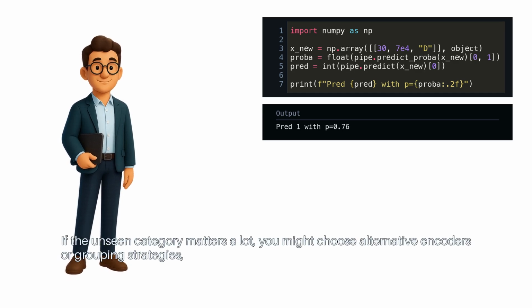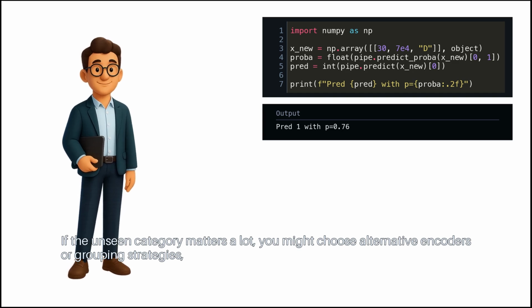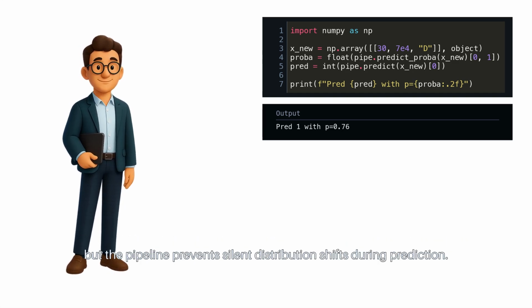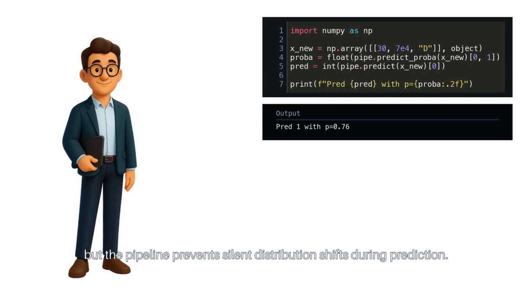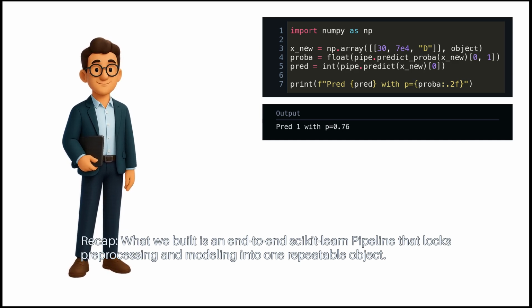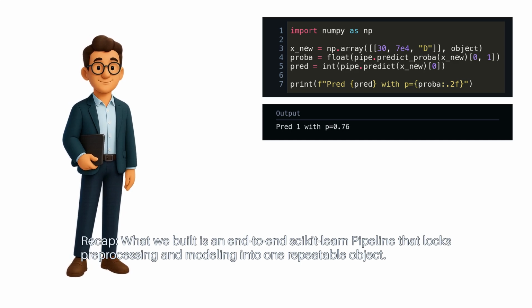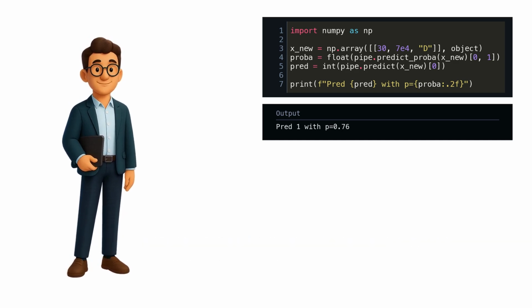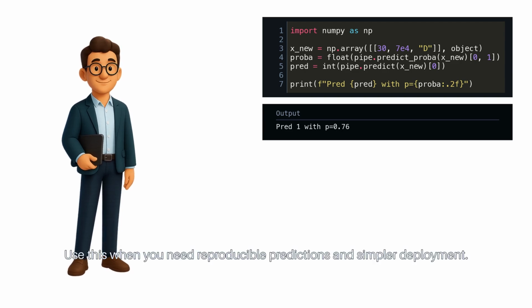If the unseen category matters a lot, you might choose alternative encoders or grouping strategies, but the pipeline prevents silent distribution shifts during prediction. Recap: what we built is an end-to-end scikit-learn pipeline that locks pre-processing and modeling into one repeatable object. Use this when you need reproducible predictions and simpler deployment.